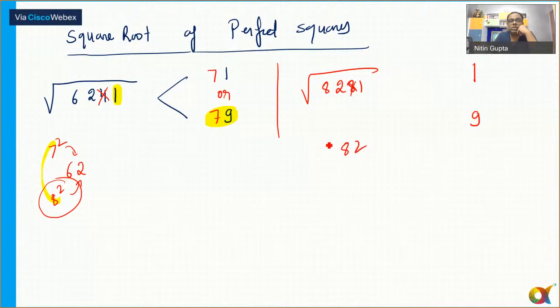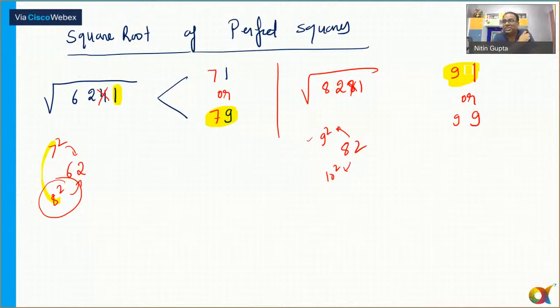So 82 is between which numbers? We know 9 square is 81, 10 square is 100. Okay, so my answer is in the 90s. So the answer is either 91 or 99, and there are no other possibilities here. But then again, you need to check whether 82 is closer to 9 square or 10 square. 9 square is 81, 10 square is 100. So of course 82 is closer to 81, the smaller number. So my answer is also the smaller among these two, which is 91.